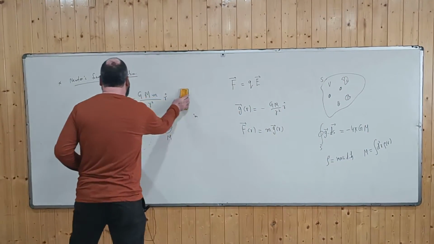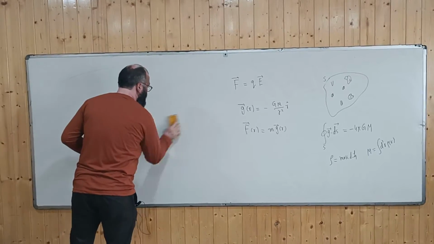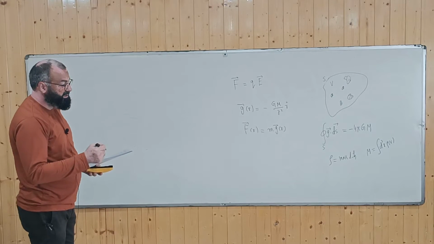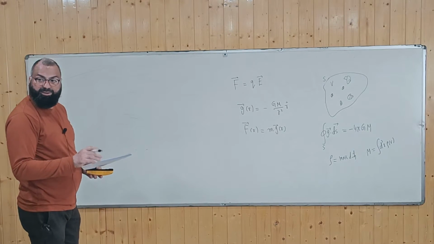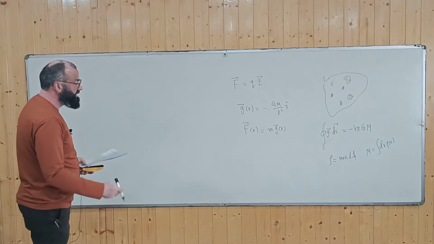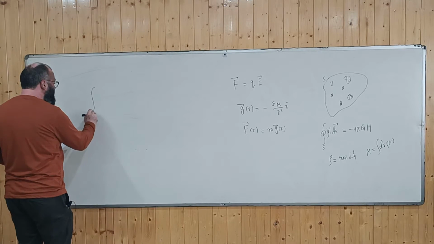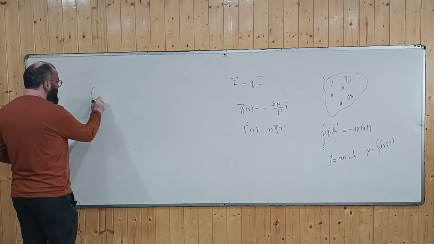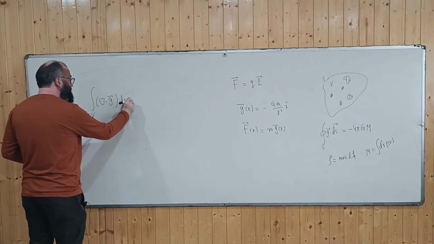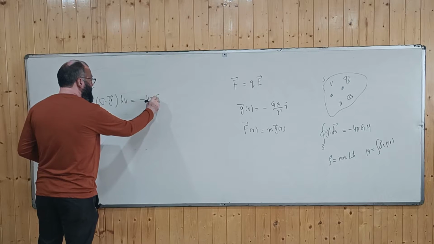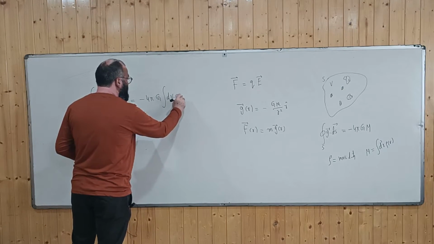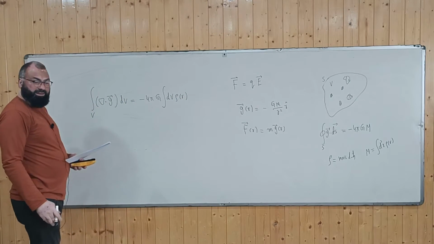Now apply the Gauss divergence theorem on the left hand side. What will you get? Are you getting my point? What am I doing? So apply the divergence theorem on the left hand side. It will simply be the integration over volume V of the divergence of this field G. That is equal to minus 4 pi G times the integration of M, which you can write as the integration over volume of rho of r. So what does it give me?